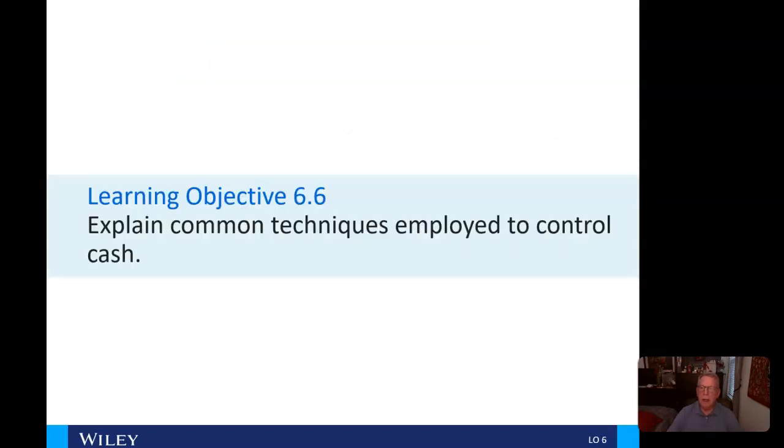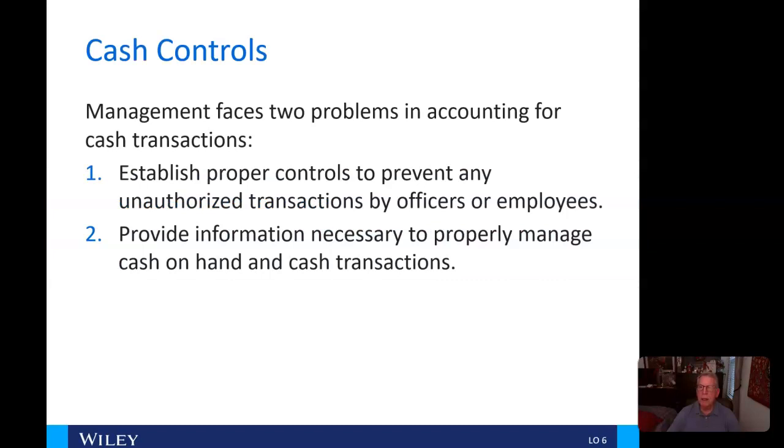Okay. All right. So let's look at some of the common techniques employed to control cash. In this case, management faces two problems in accounting for cash transactions: one, establishing proper controls to prevent any unauthorized transactions by officers or employees, or for that matter, anyone. And two, providing information necessary to properly manage cash on hand and cash transactions.